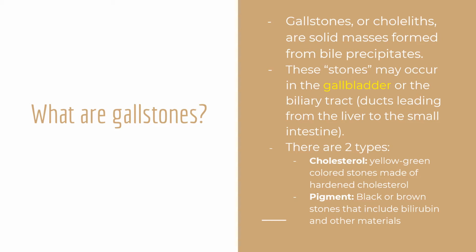The second kind of gallstones are pigment gallstones. Pigment gallstones are black or brown stones that are made up of excess bilirubin and other materials found in bile. Black gallstones are also more likely to remain in the gallbladder and are often located in bile ducts. This can lead to obstruction and infection.